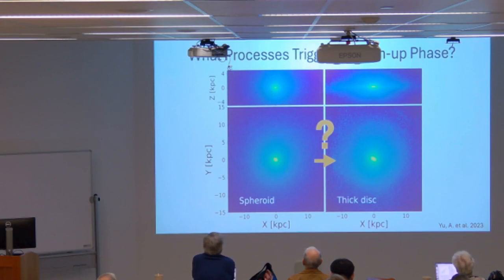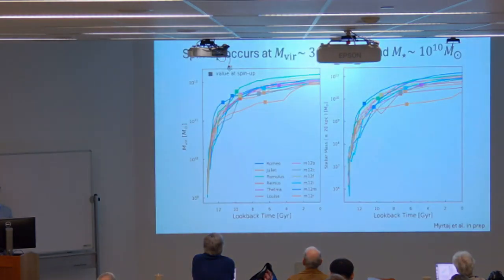So this is the transition that... and just to give an idea of characteristic masses that spin up for each halo in our simulation suite, using the spin-up times that I found previously, I plotted that here. And spin-up generally occurs around a virial mass of like 3 times 10^11 solar masses, and stellar mass around 10^10. And I should mention these are the Milky Way mass runs, the Milky Way mass estimates.